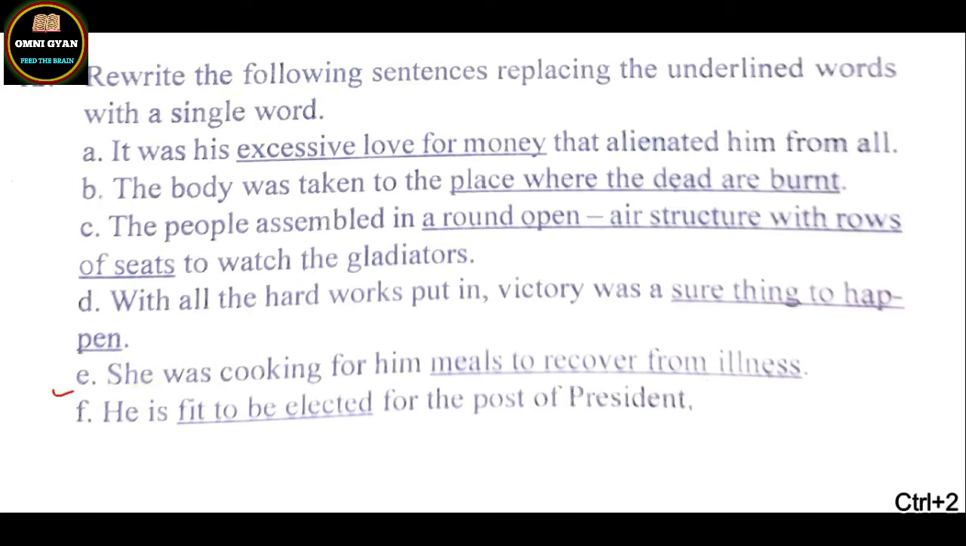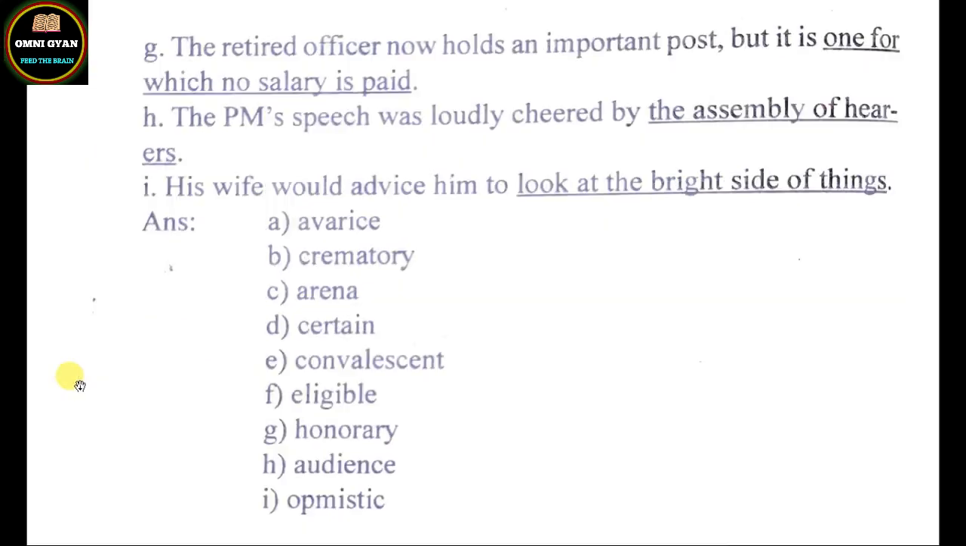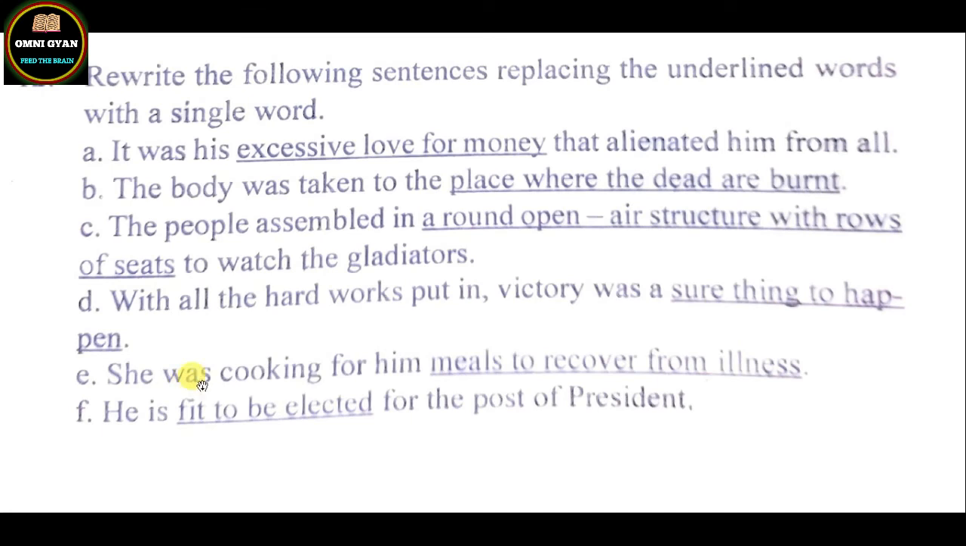She was cooking for him meals to recover from illness. So number E. What does number E say? Convalescent. So convalescent meals are those meals which are given to a sick person so that he can recover from his illness. Okay. Convalescent meals. So you can write like that. She was cooking convalescent meals for him.